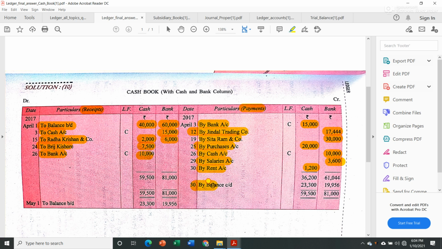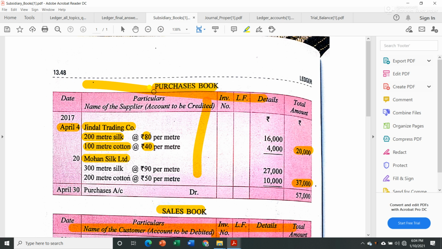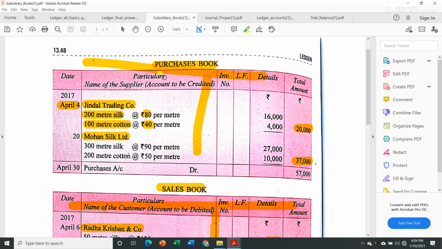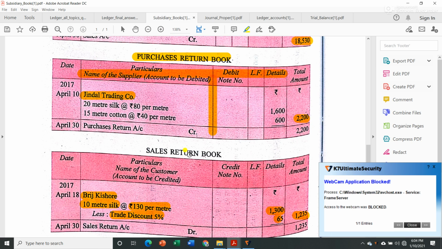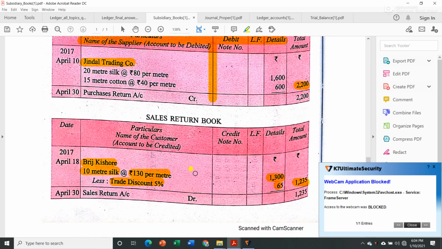In the cash book we found the balance carried down, that is 23,200 and 19,956. This will become the balance brought down. That means the cash book is showing a debit balance for cash and bank columns. Then next are the subsidiary books. Let us see. The purchase book is showing a total of 57,000. Then in the sales book we found our total of 18,550. Then the purchase return book and sales return book are the same.